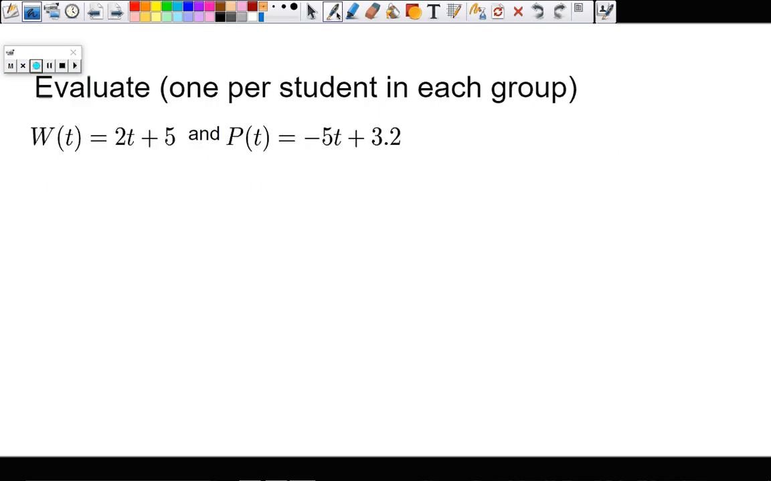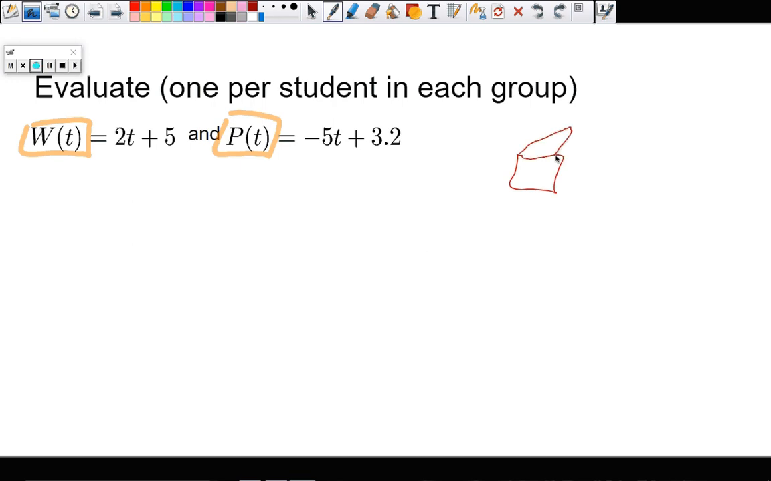It says evaluate. Now we're not going to get into groups, but we're going to do this together because I want to make sure that you know what you're doing. And we may run out of time. All right, how many functions do you see? Please don't be shy at all. Speak up, please. How many functions do you see that are given to you? Anyone? Two. The first function that's given to us is w of t. The second function that's given to us is p of t.